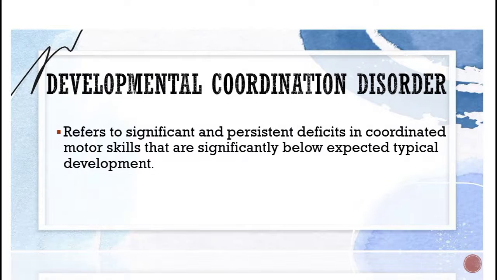So, developmental coordination disorder. It refers to significant and persistent deficits in coordinated motor skills that are significantly below expected typical development. So, it is a condition affecting physical coordination. It causes a child to perform less well than expected in daily activities for their age and appear to move clumsy. So, there are characteristics of developmental coordination disorder.